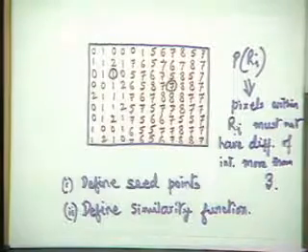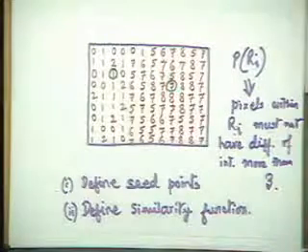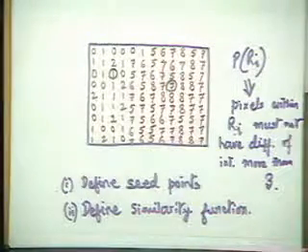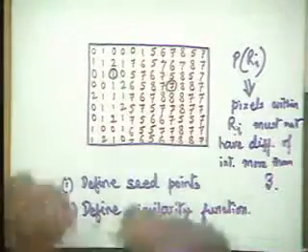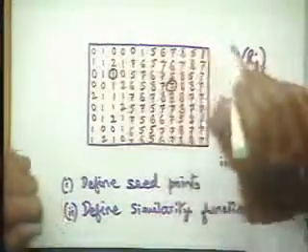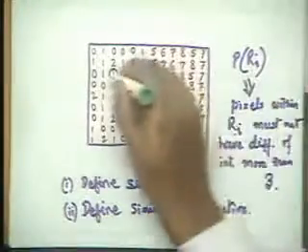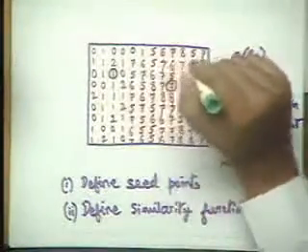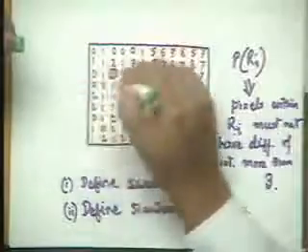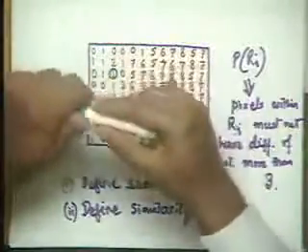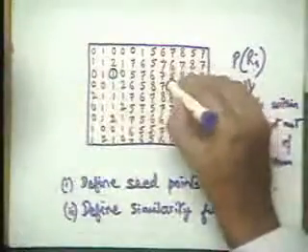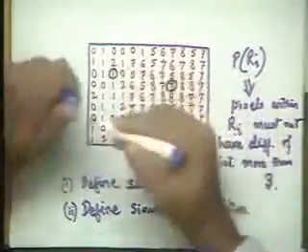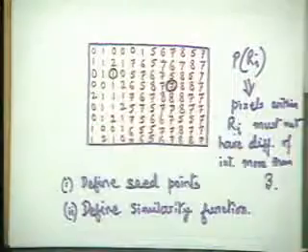So now we will start with the seed point and do the region growing. We can start with any seed, but let us say that we start with this seed. Now we see its neighbors. I should have indicated this seed with a different color. Let us put a blue color for this seed and green color for this seed.